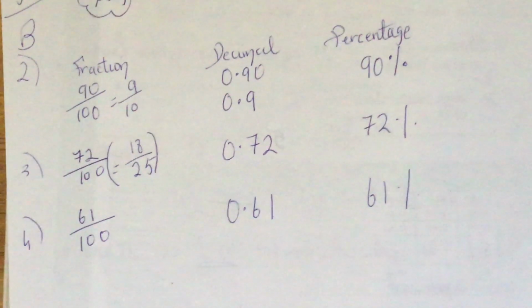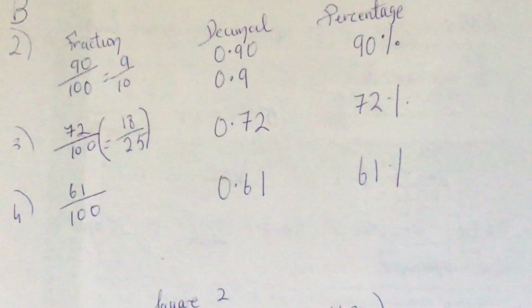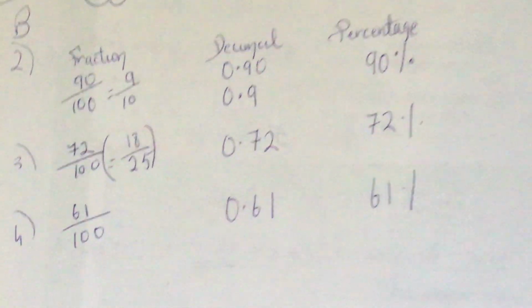So 90 out of 100 is 90%. 72 out of 100 is 72%. And 61 out of 100 is 61%.